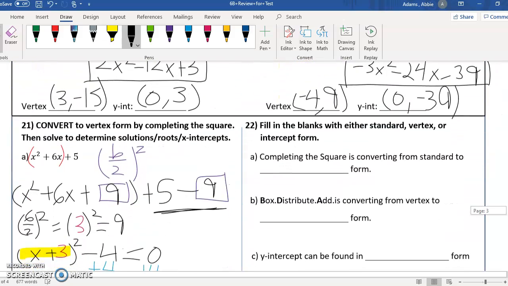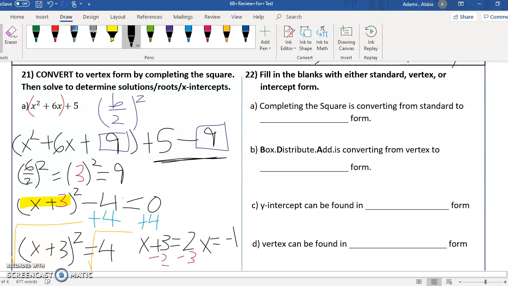Problem 22, it says to fill in the blanks with either standard, vertex, or intercept form. So completing the square is converting from standard to, we just did it, that's going to be vertex form. Okay, box distributed and add is converting from vertex form to, well, that goes to standard form because you're expanding your whole equation into the ax squared plus bx plus c form, which is your standard form.